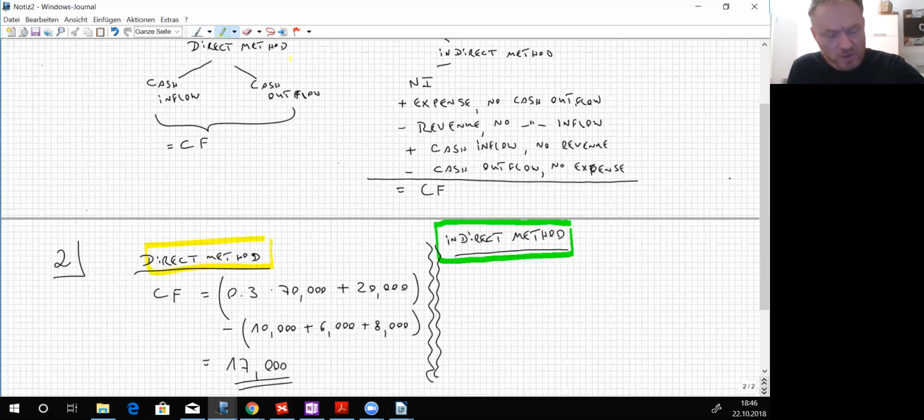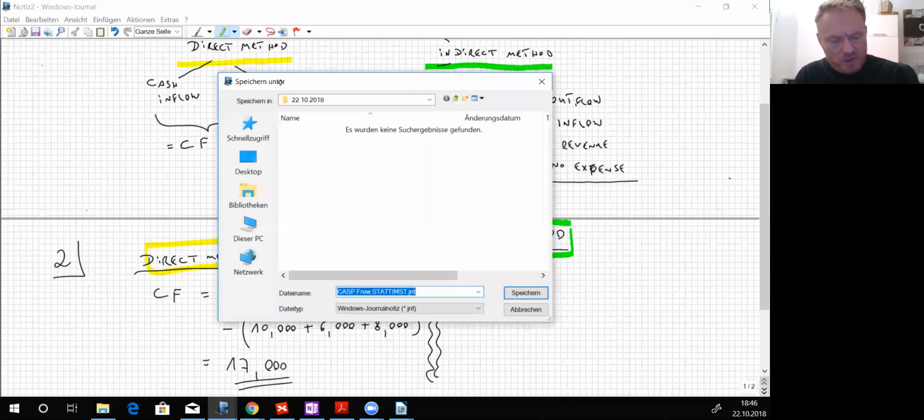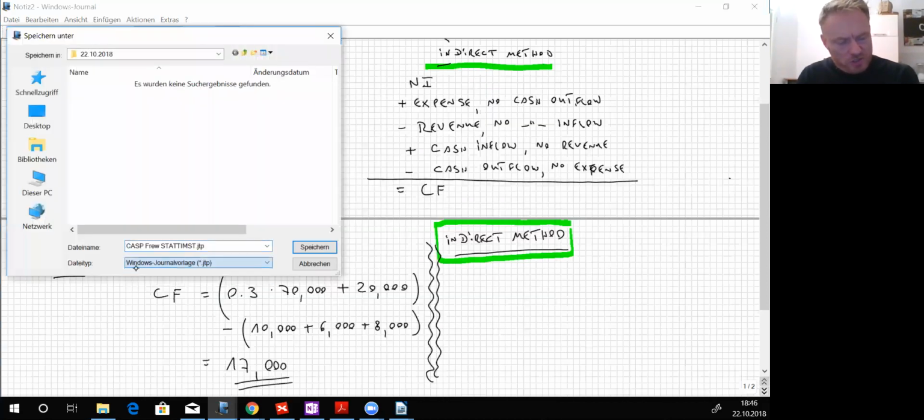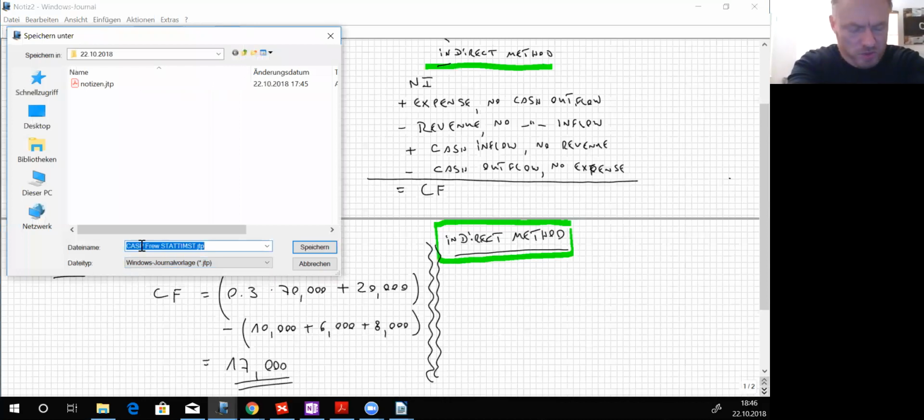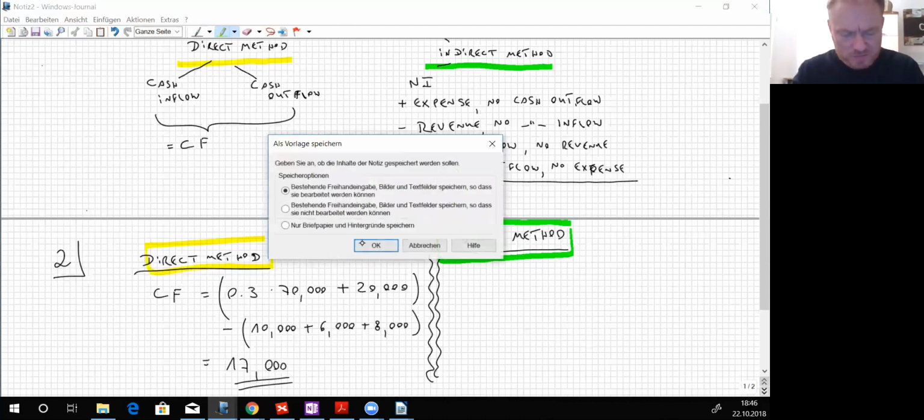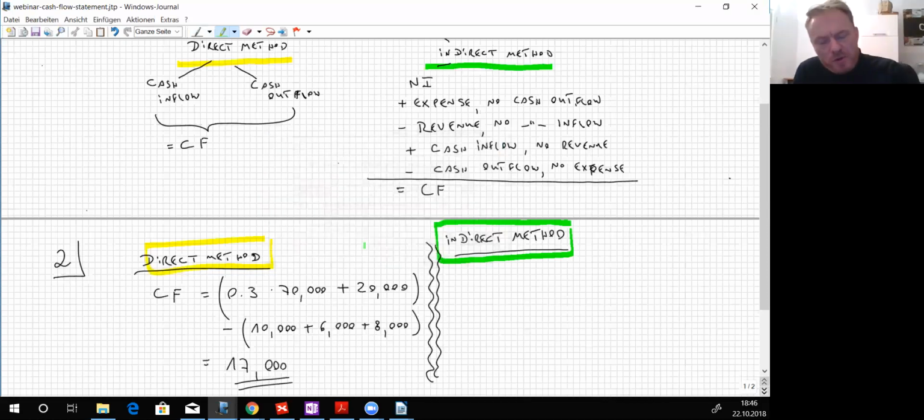Yes, the direct method is this. The indirect method, if I may just use those colors, goes this way. And first of all, I need to just make sure that's the webinar cash flow statement, large desktop. Here is this. Cool. First, we need to calculate net income, and that is the difference of revenues and gains on the one hand, and on the other hand, expenses.